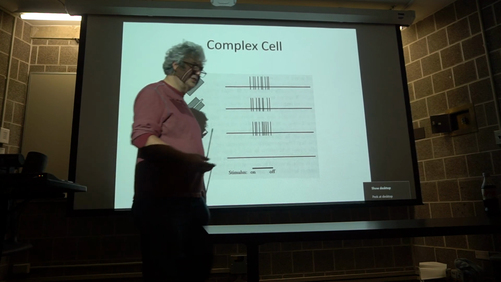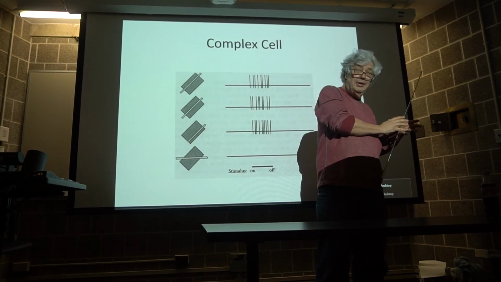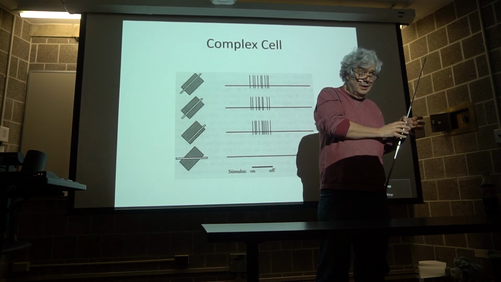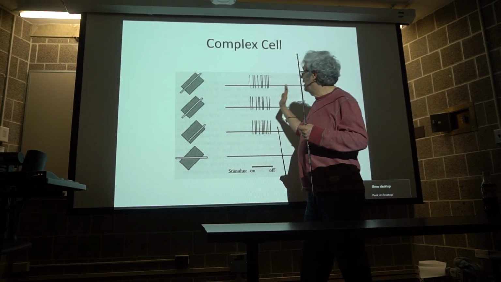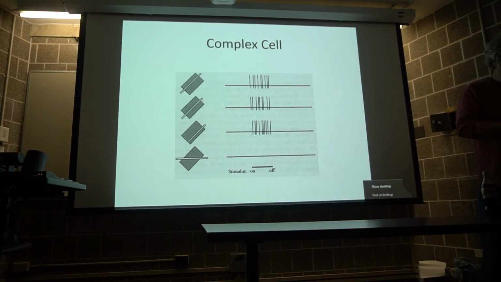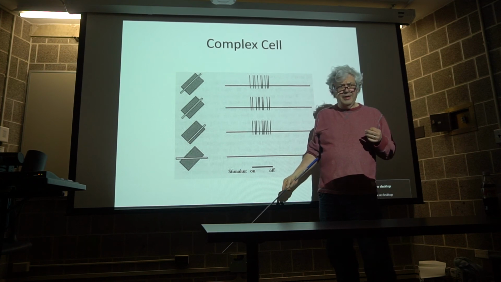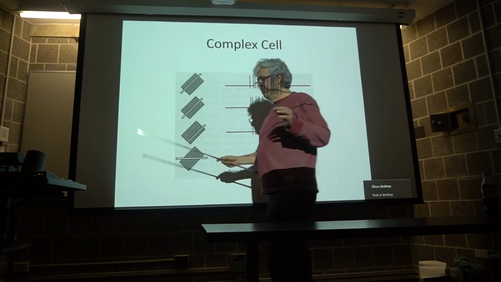Hubel and Wiesel suggested that complex cells, so we saw how simple cells could be made out of LGN cells, correct? Hubel and Wiesel suggested that complex cells can be manufactured from simple cells in the same kind of way. If you have a whole bunch of simple cells with the same orientation and feed them into a single cell, that will generate a complex cell. Does that make roughly sense? So that was the Hubel and Wiesel theory.